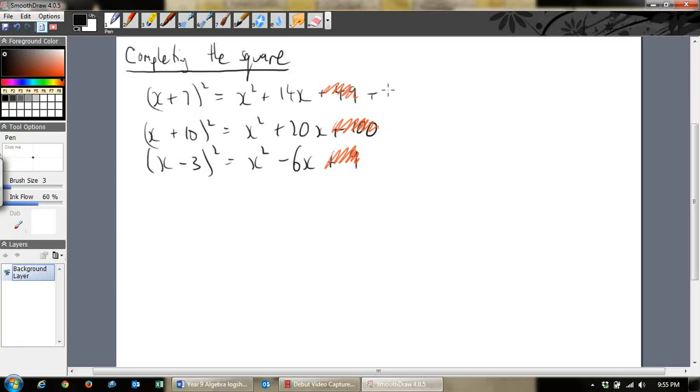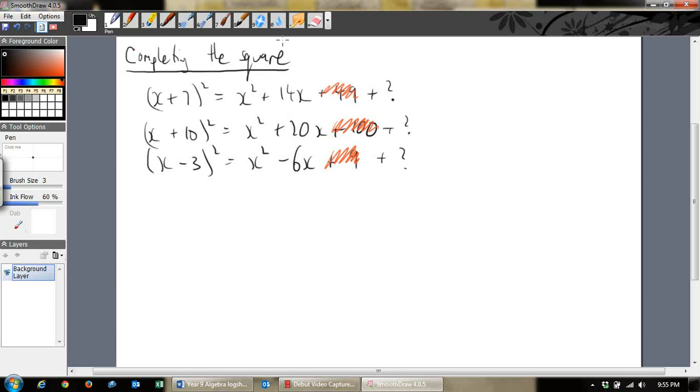How would you know what number to add here? Okay, what number would you add? I've scrubbed out 49, but how would we get from 14 to 49? How would we get from 20 to 100? How would we get from negative 6 to 9? What's the sort of magical formula? How would you know what number to add if you were just given these first two numbers to be able to create a perfect square?